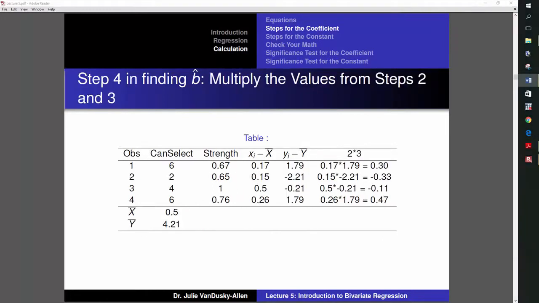The next step in calculating b hat is multiplying the corresponding values from steps 2 and 3. So here we have 0.17 times 1.79, which is 0.30. And here we have 0.15 times negative 2.21, which is negative 0.33. We would continue doing that for each observation.